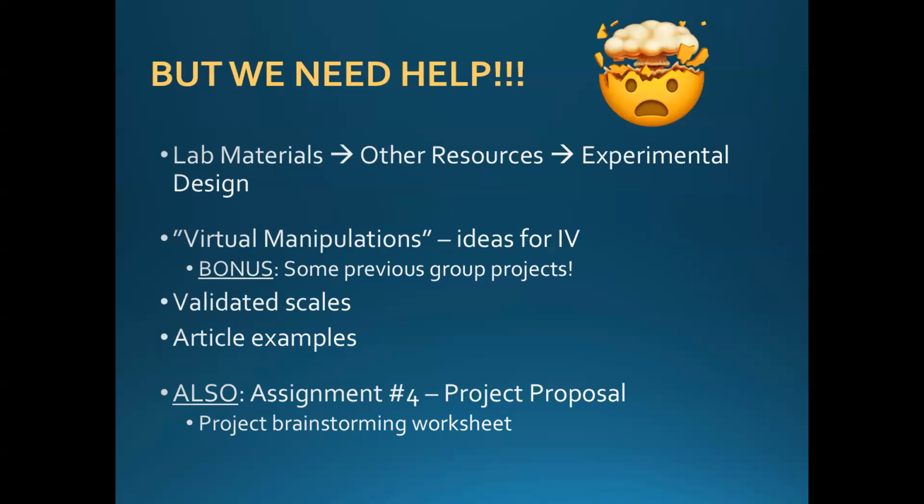Also in this folder is a big list of validated scales. So if you have an idea for a dependent variable and you want to use like a Likert scale, it may be in that. So just double check that. And it has some article examples of experimental designs. And I don't think assignment number 4 is in there, but I'm going to go ahead and put it in there and email it to you. But this is the project proposal and has like a project brainstorming worksheet. It just has a lot. It's good to look at now so that way you can narrow in your thinking. But yeah, make sure you check out this folder in eCampus because it has a lot of good information.